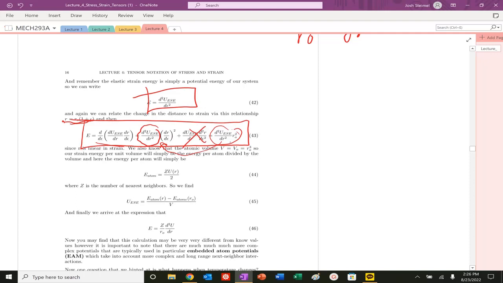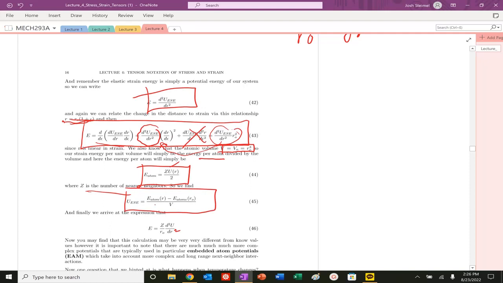So with this expression, this is a little bit different from the previous one. But again, actually I think there's an error here. This should be squared. I'll make sure to make that change. We also know here, again, this is r naught squared. This is our energy. Again, our atomic volume is equal to this, as long as we're a cubic system. Our strain energy per unit volume will basically just be the energy per atom divided by the volume. So the energy per atom is going to be Z, the number of nearest neighbors, over 2. So that's going to be our ESE.